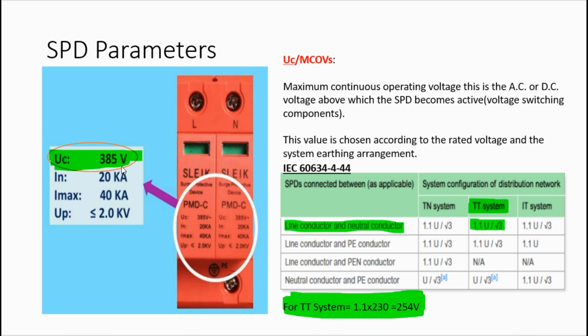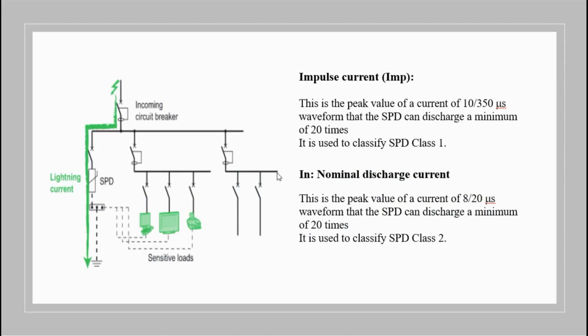So we are going with it. Hope you will understand what is UC. The other important factor is the factor IN. So what is the IN? So IN is the nominal discharge current. What does nominal discharge current mean?